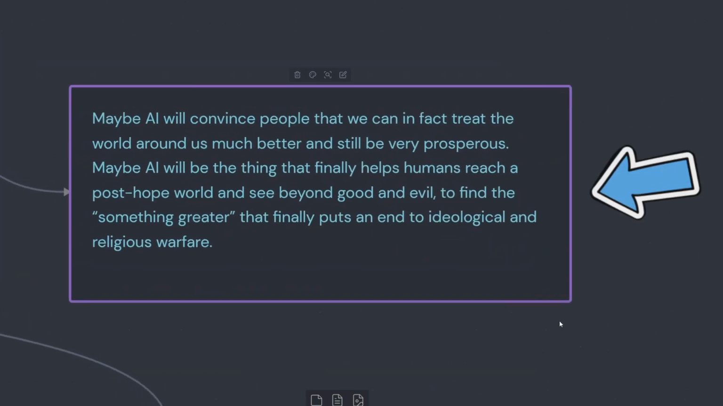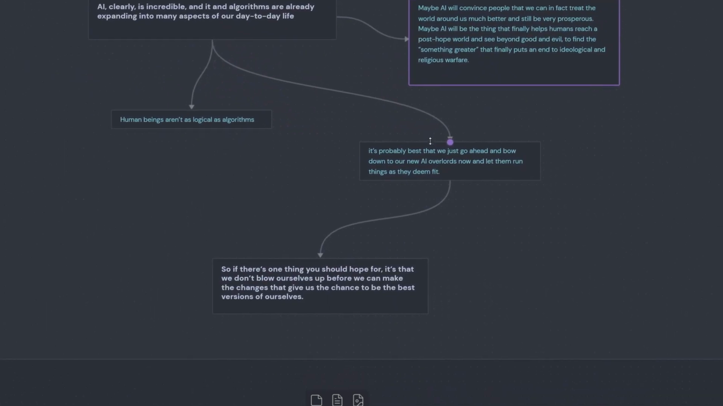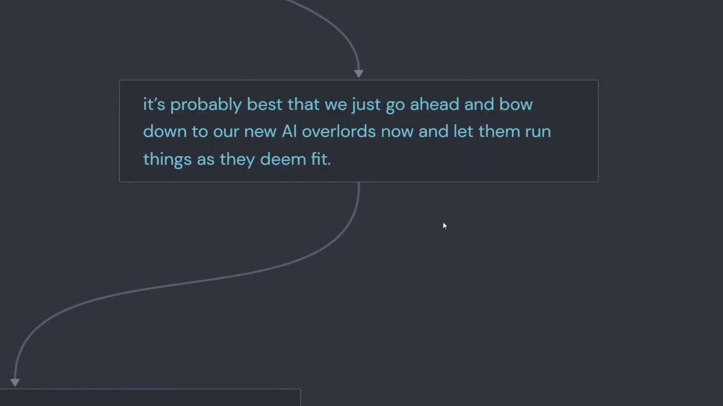Maybe AI will convince people that we can, in fact, treat the world around us much better and still be very prosperous. Maybe AI will be the thing that finally helps humans reach a post-hope world and see beyond good and evil, to find the something greater that finally puts an end to ideological and religious warfare. It's probably best that we just go ahead and bow down to our new AI overlords now and let them run things as we deem fit.